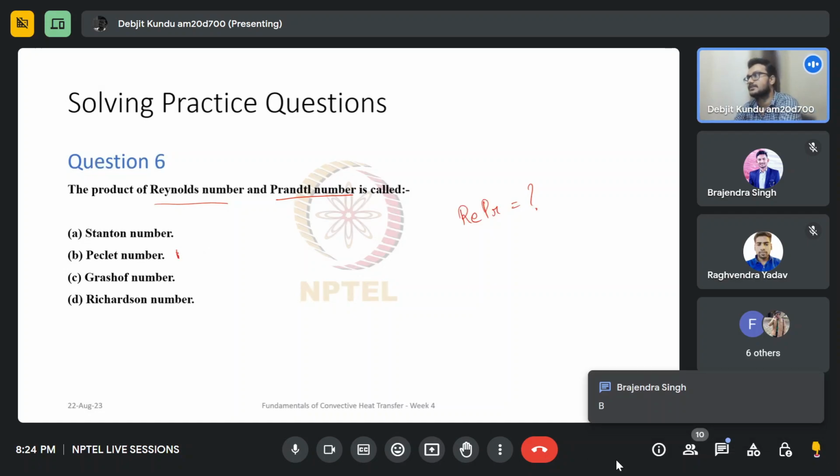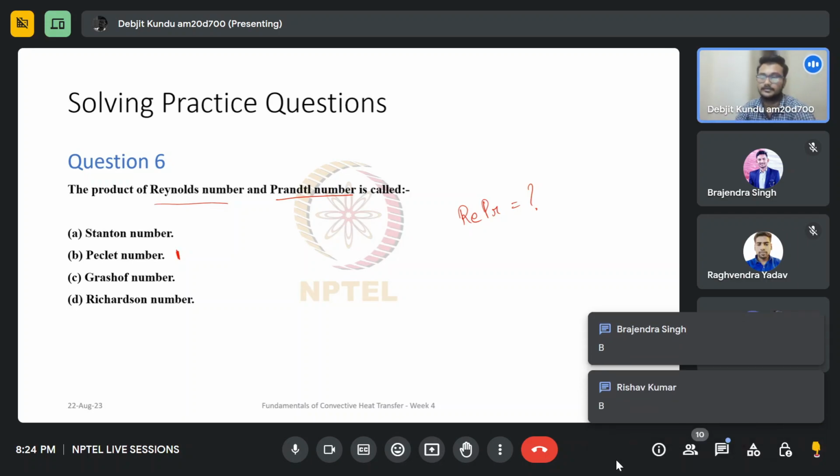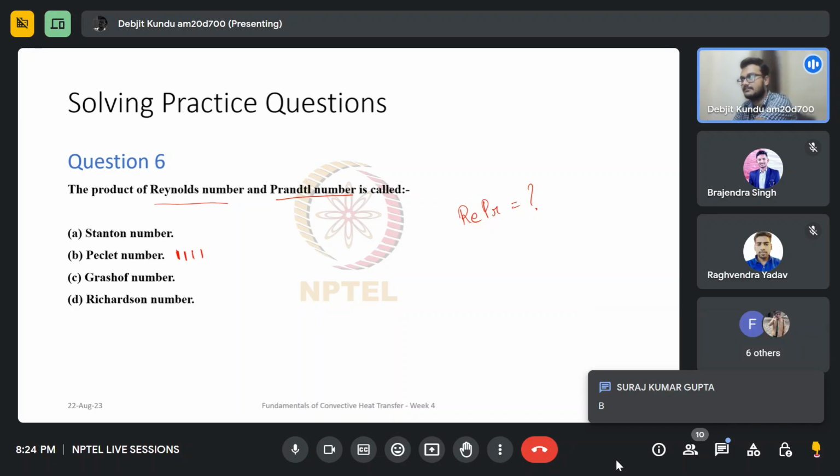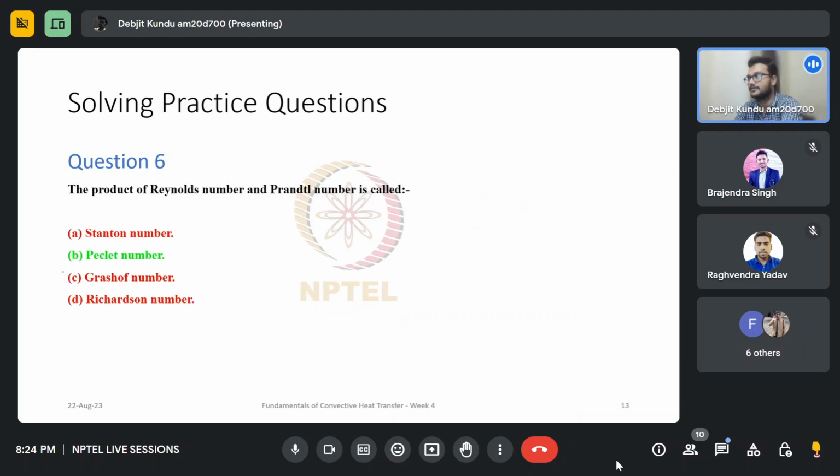Okay, we have someone telling it's a Peclet number. Let's see. Good. We will simply have a look at the solution. It is indeed Peclet number. Simple. Peclet number is defined in this way: Reynolds number into Prandtl number. I'm sure there will be no questions regarding this one, but anyway, if you have anything, please don't hesitate to ask.